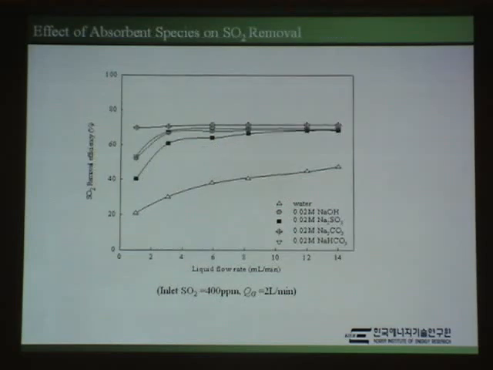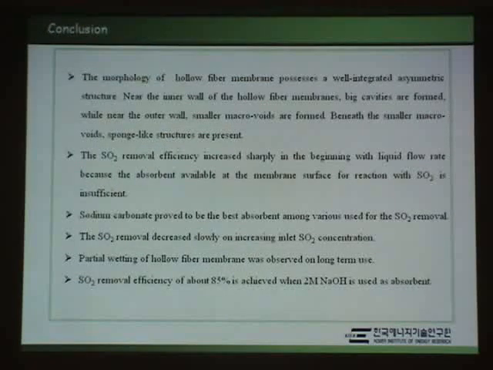We have used several absorbents for removal of SO2. We have selected NaOH, sodium sulfide, sodium carbonate, and sodium bicarbonate. Among these absorbents, sodium carbonate proved to be the best absorbent for SO2 removal. Now, in brief, it can be concluded that the hollow fiber membrane which we have prepared has a quite integrated asymmetric structure. There were large macrovoids on the inner side and a finger-like structure on the outer wall, and there was a spongy structure in the middle layer of this hollow fiber membrane. We have achieved about 85% efficiency using 2 molar NaOH in the hollow fiber module.